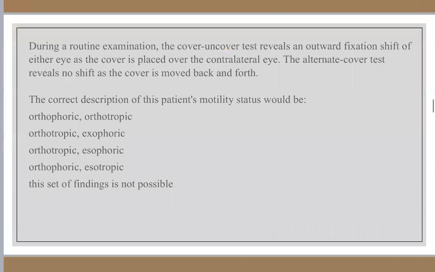Here, look at this question. During routine examination, the cover-uncover test reveals an outward fixation shift of either side. This is by the cover-uncover test. The cover is placed over the contralateral eye. The alternate cover test reveals no shift as the cover is moved back and forth. The correct description of this patient's motility status would be... here this is not logical, because if you have a problem in the cover-uncover test, this will be manifest 100% by the alternate cover test. So this set of findings is not possible.